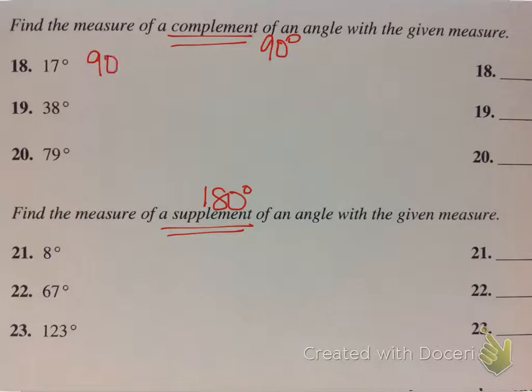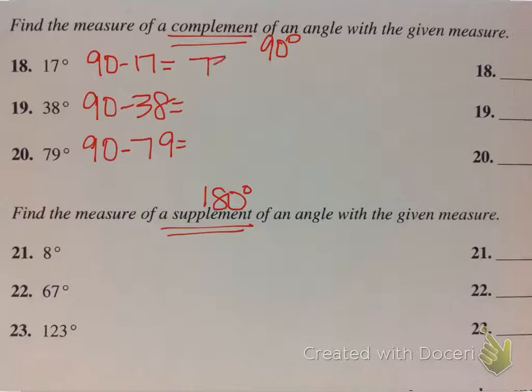So we would say 90 minus 17 would equal the complement. This would be 90 minus 38 would give us the complement, and 90 minus 79 would give us the complement. So 90 minus 17 would be, I believe that's 73 degrees. 90 minus 38 is 52 degrees. And 90 minus 79 is 11 degrees. So 73, 52, and 11, those would be the complements to the angles that we were originally given.